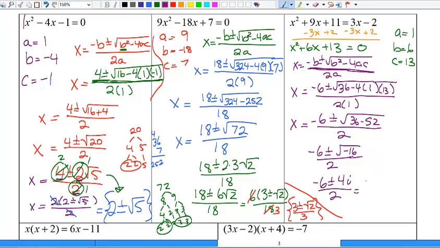It looks like I can factor a 2 out of the numerator, which gets me negative 3 plus or minus 2i. And the 2 in the numerator and the 2 in the denominator, now that the operation is multiply, can divide out nicely. And so my solution is negative 3 plus or minus 2i.